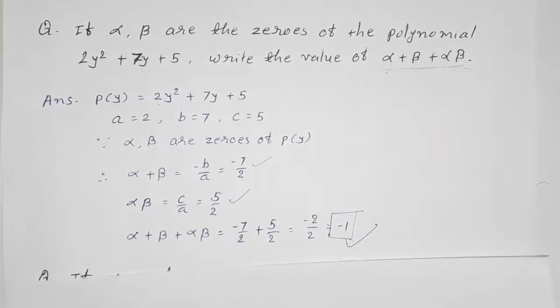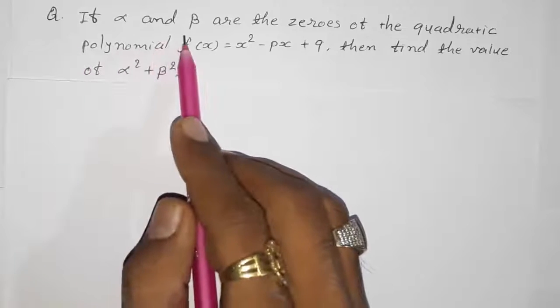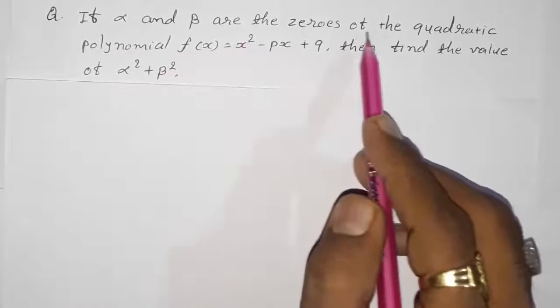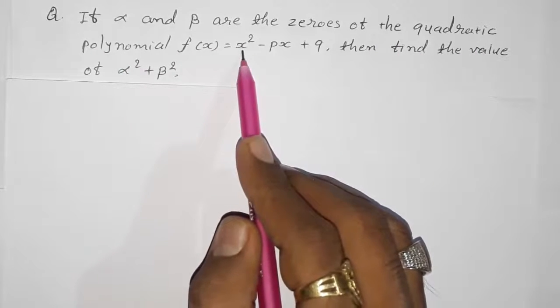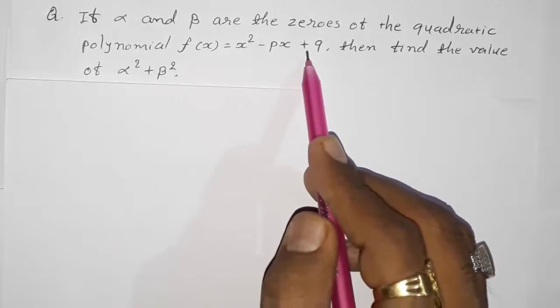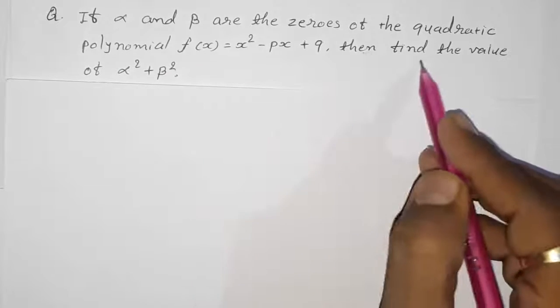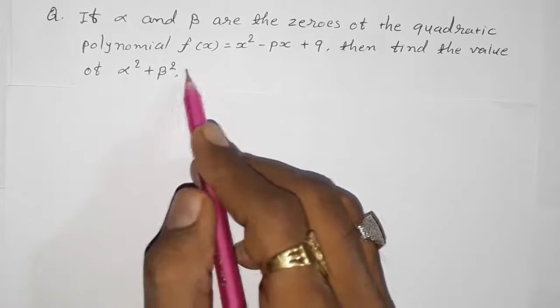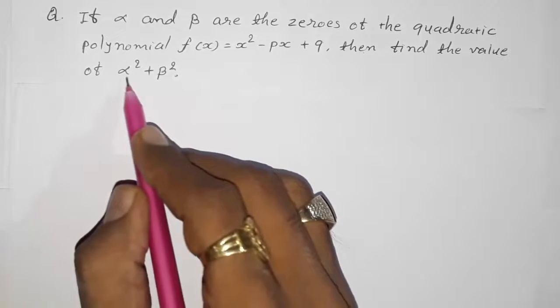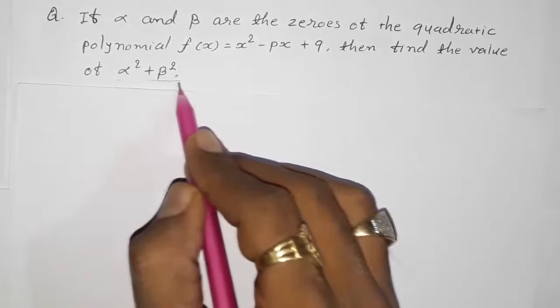And moving towards our last question. If alpha and beta are the zeros of the quadratic polynomial f of x equals to x square minus px plus q, then find the value of x square, or sorry, alpha square plus beta square. Now here it is alpha square plus beta square.